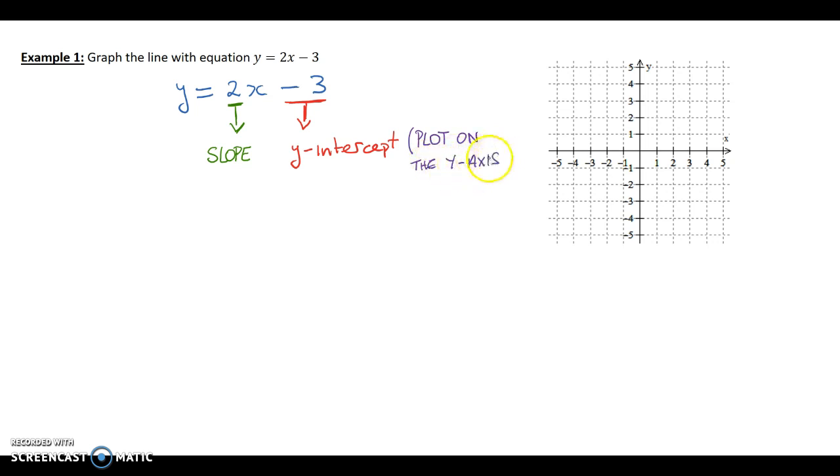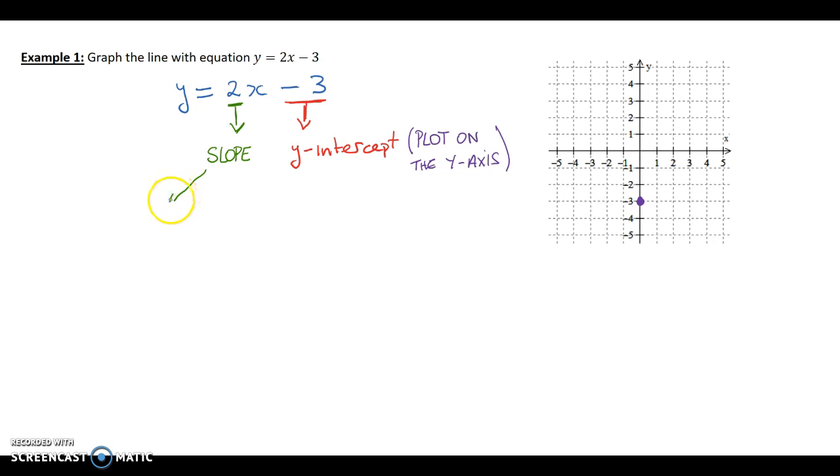Okay, so it can be a little bit difficult, but let's see if it goes. So it should be right there on the y-axis. So that's going to be the first point on our graph. Now what we do is we move to the slope.